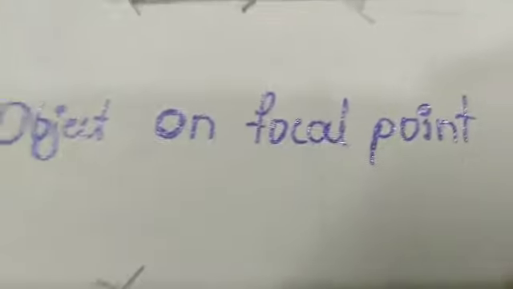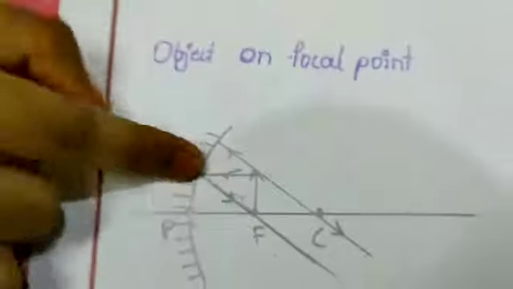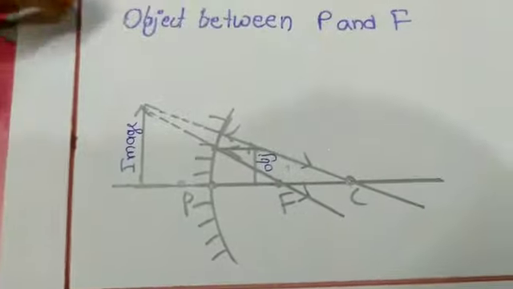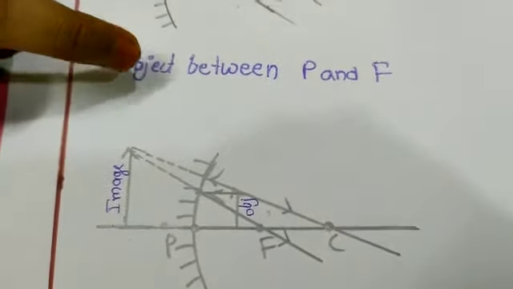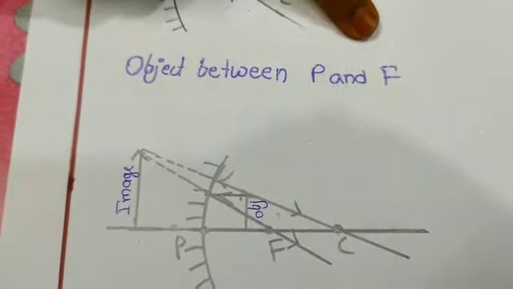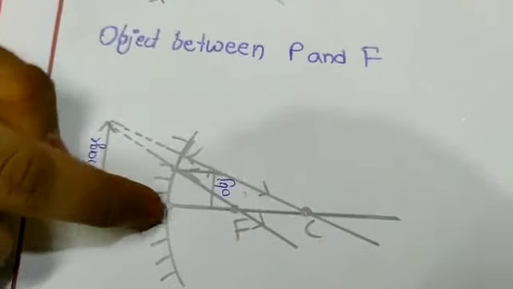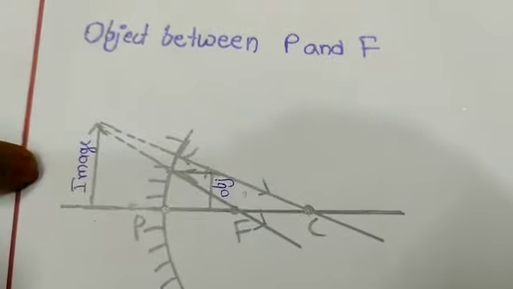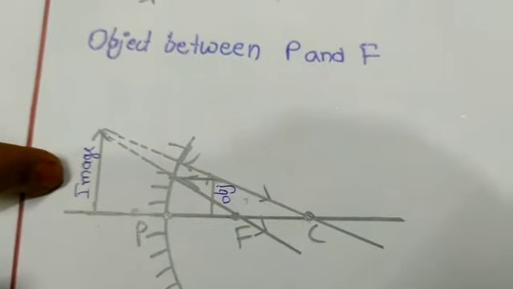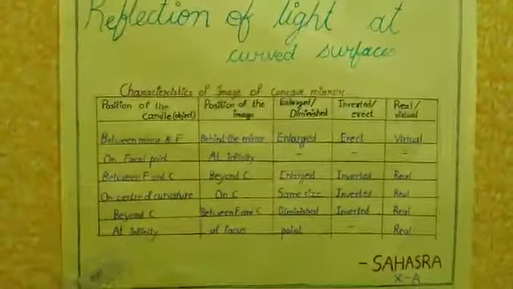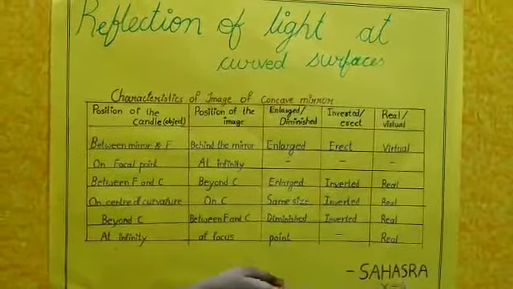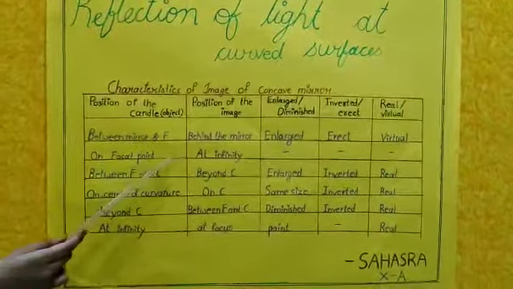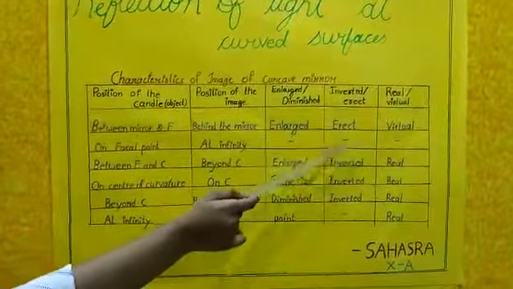And then next, when the object is at focal point, we'll get the image at infinity. And next, when the object is between pole and focal point, we'll get a virtual image that is behind the mirror, and we'll get an enlarged image. A concave mirror mostly forms inverted and real images, but only when the object is between mirror and focal point, it will form an erect and virtual image.